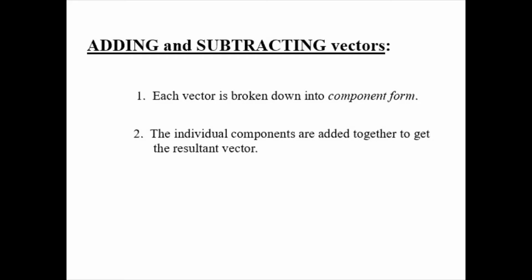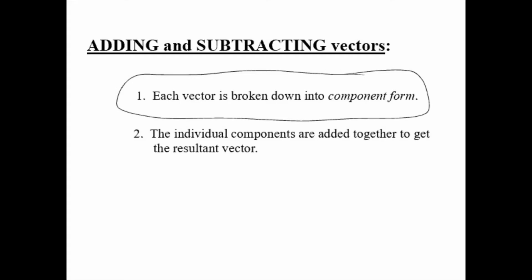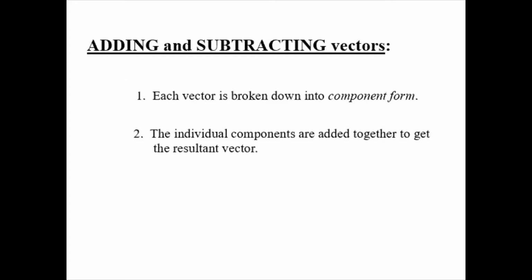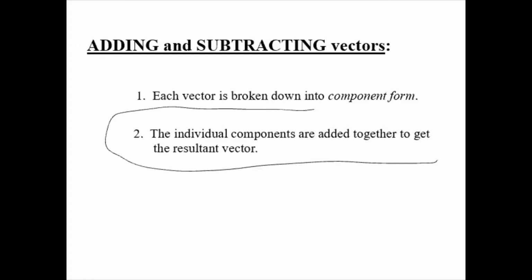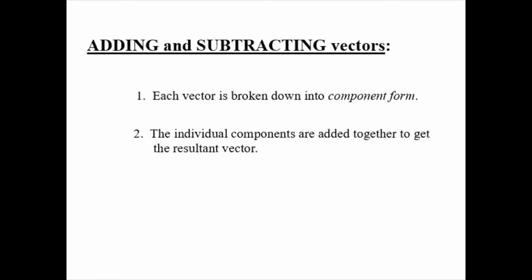Now we're starting to run short on time in this particular lecture, so we're probably just going to talk about adding and subtracting vectors today, and then we'll get into multiplying and dividing vectors on the next lecture. Okay, so how do we add and subtract vectors? Well, this is pretty cool. It's pretty easy. The first thing you do is get each vector into component form. Once you get it into component form, then you add up the individual components and you get the resultant vector. It's that simple.